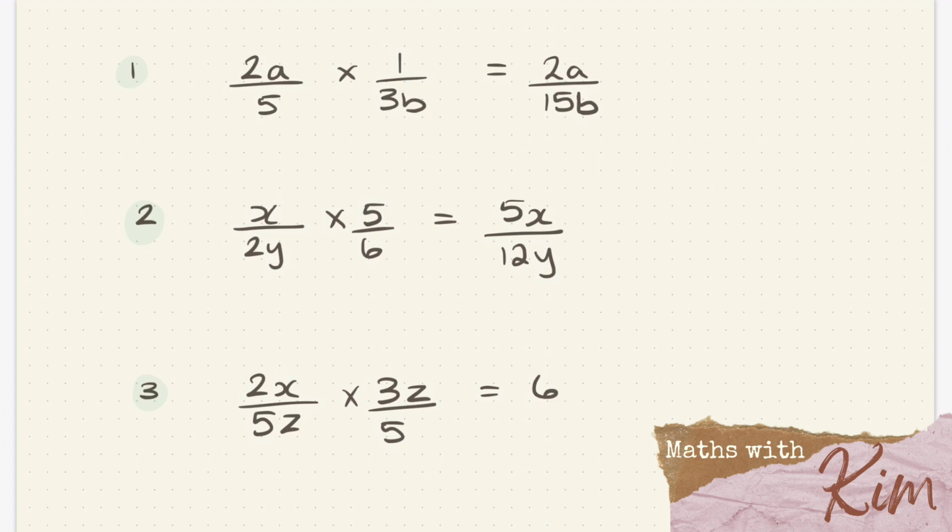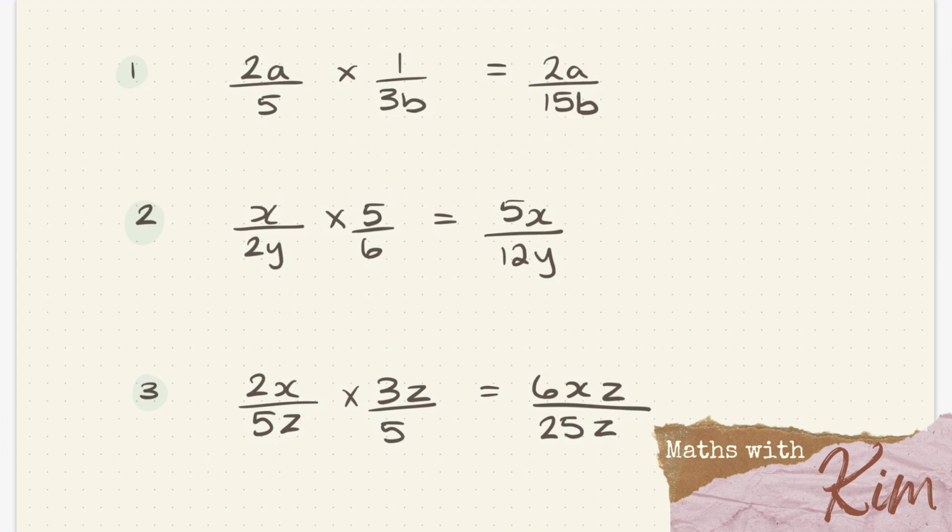And then when we're multiplying with algebra, if I have x times z, or any letter, we can just join them together. So that gives me xz. Okay, we don't need to write the multiplication sign anymore. And then doing the same thing on the bottom, 5 times 5, so multiply the numbers first, gives me 25, so it's 25z. We're going to just double check to see if there is anything that we can simplify.